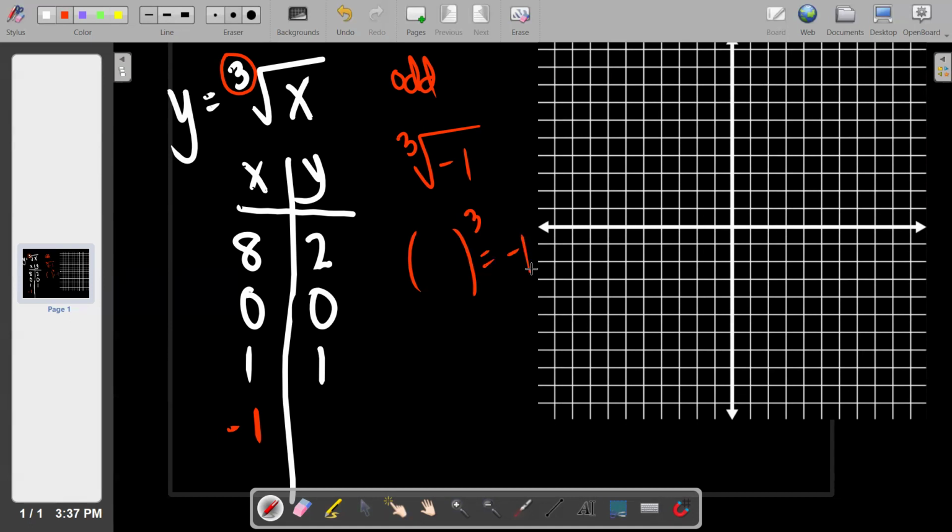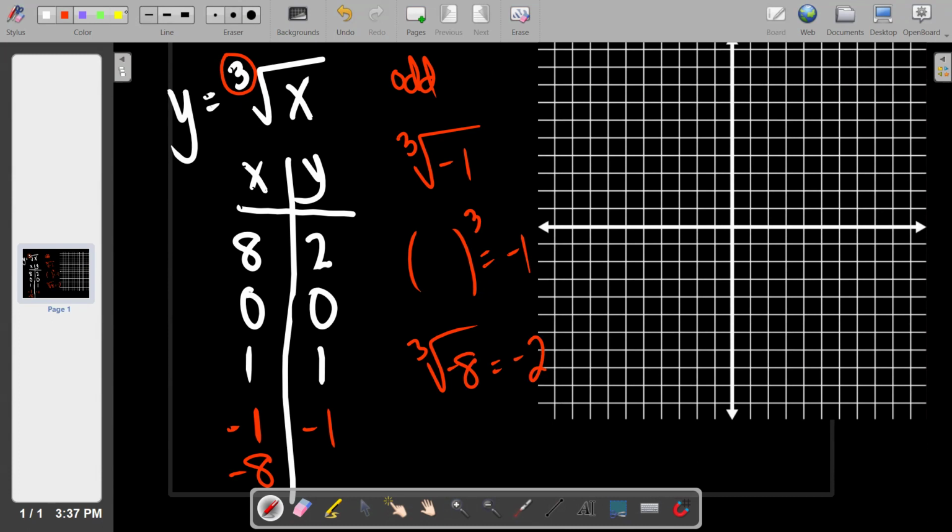That's what radicals have always been about. It's just what number raised to the power on the outside equals what's on the inside. Is there something you could raise to the third and have it come out as -1? Therefore, the cube root of -1 is -1. And the same goes for -8, right? Is there a cube root of -8? Heck yeah, there is. It's -2.